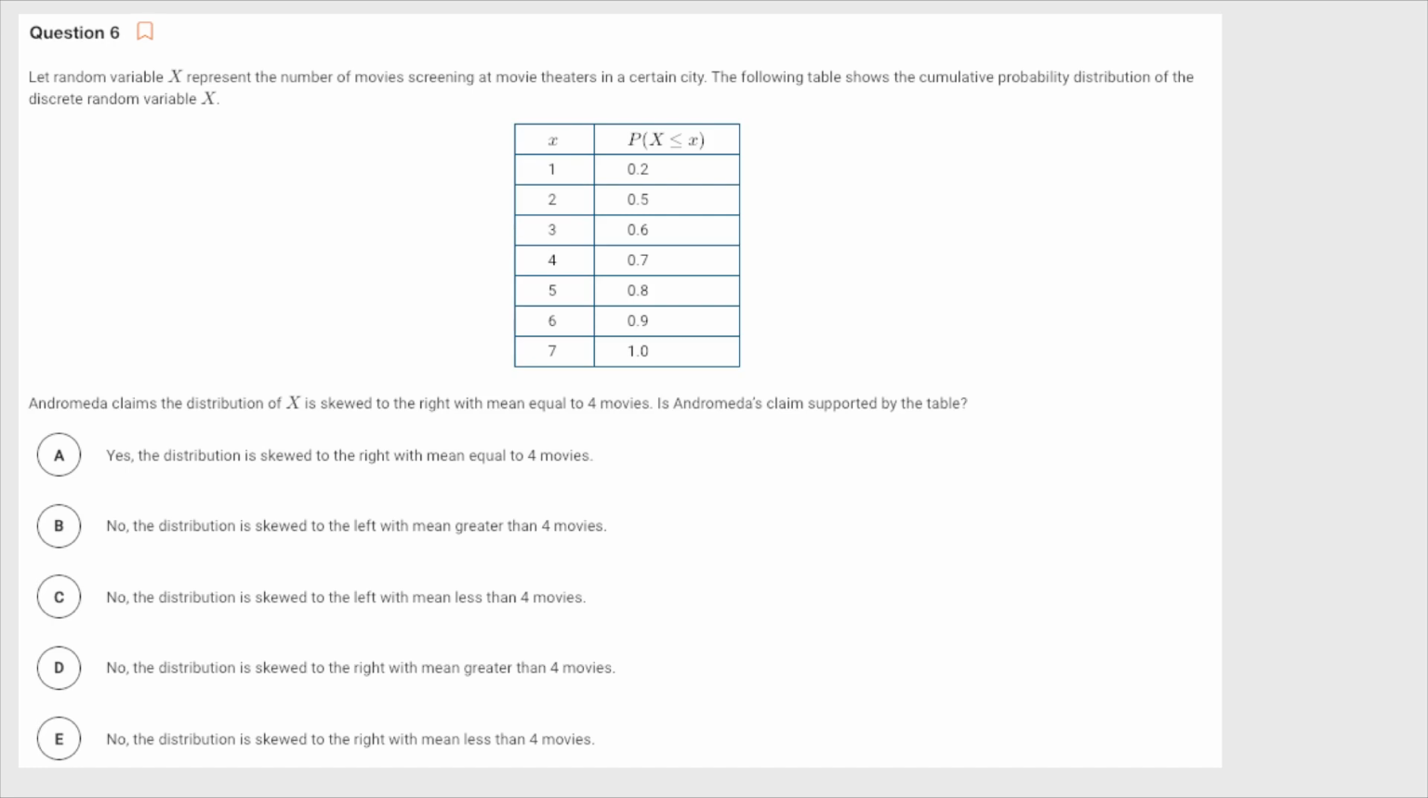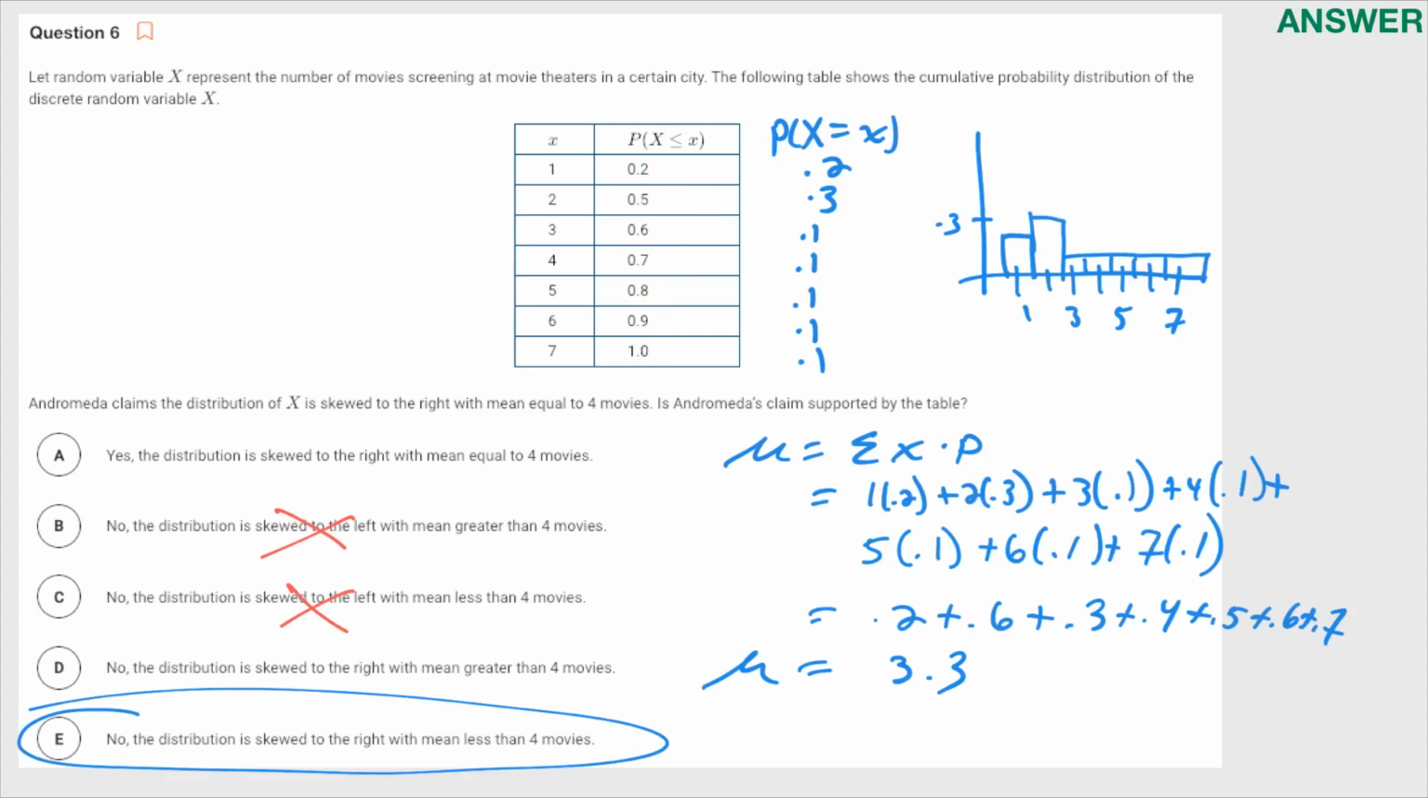Second one gives you another probability table, and it asks you about the shape and the mean. And what you have to notice here is that this is a cumulative probability distribution table. So these should sum at the end to 1, which they do. So to answer this one correctly, you need to go backwards a little bit and undo the cumulative portion of the table. So the first cell is a total sum of 0.2.